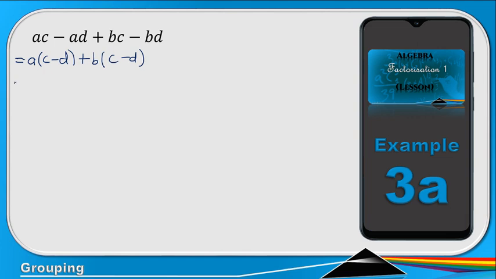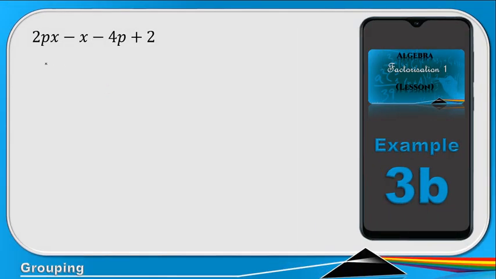Now we can see that we have something like the previous examples, where we've got 2 terms where these brackets have the same values. With grouping, these brackets always have to end up identical. Otherwise, you either did something wrong, or you're going to have to rearrange the terms at the top. So we now take out c minus d as our common factor, and we are left with a plus b. This is our final answer.